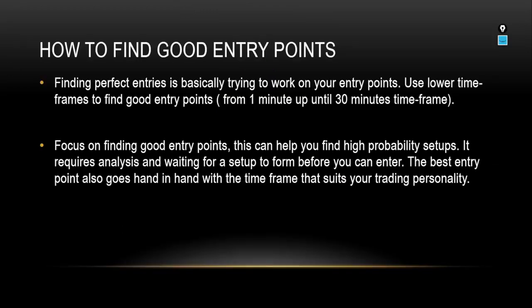How to find good entry points. You're going to see that finding perfect entries is basically working on your entry points. So we need to use lower time frames in order to find good entry points. This is from 1 minute up to 30 minutes charts. The reason we are using smaller time frames is because we need to actually see what the market is forming in its earliest forms. So this can actually help us a lot if you're going to be entering your trades.